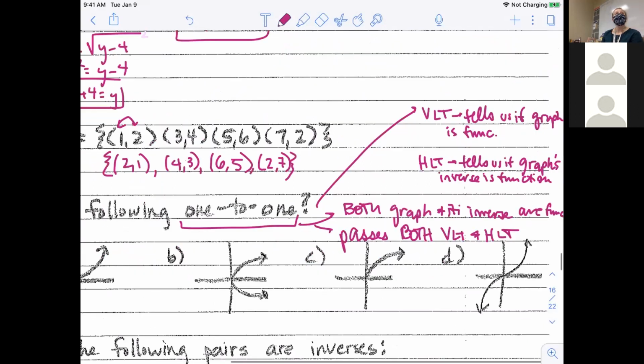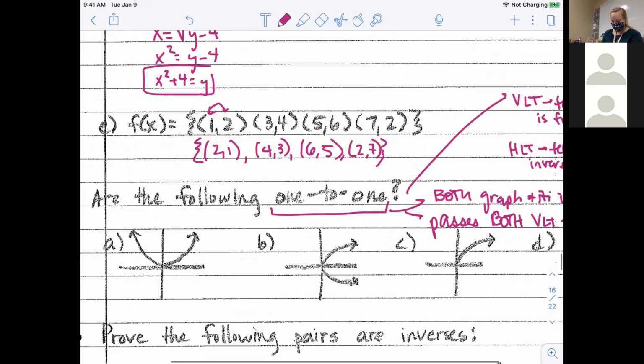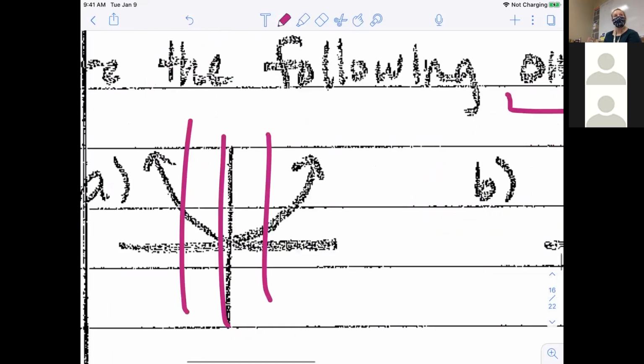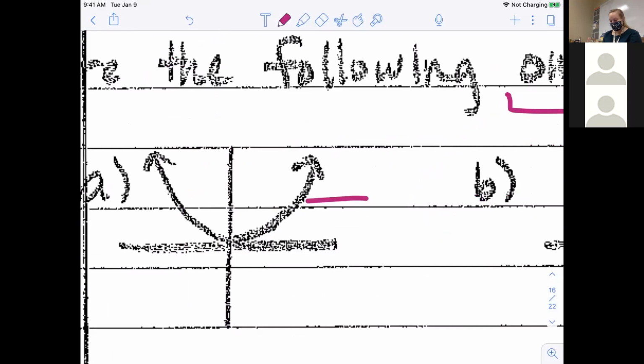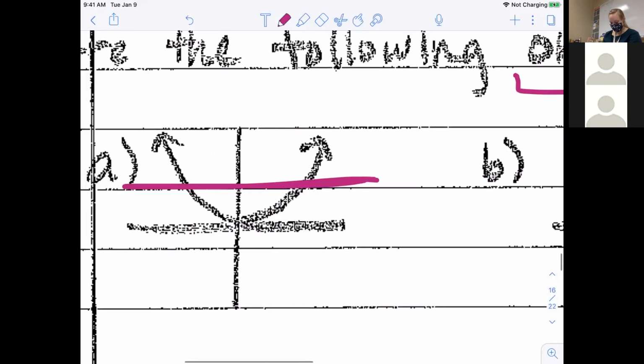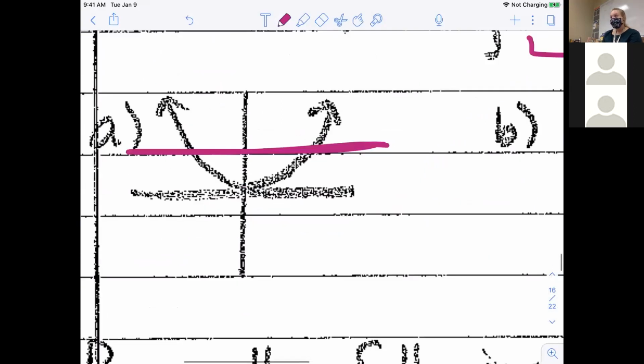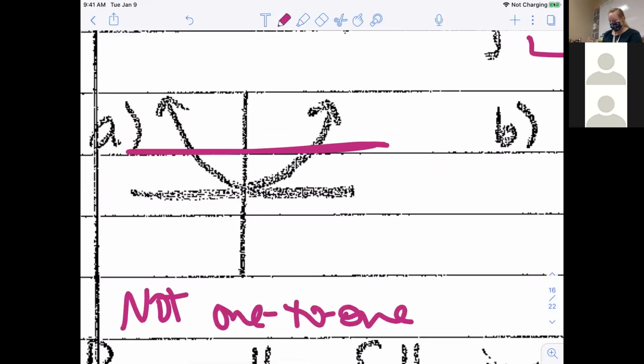So I'm just looking at the next four graphs. I'm just drawing some lines. All right, is that first graph one-to-one? Does it pass the vertical line test? Yes, it does pass the vertical line test, okay? Does it pass the horizontal line test? No. So since it does not pass the horizontal line test, it is not one-to-one. Bless you. Someone sneezed. Not one-to-one.